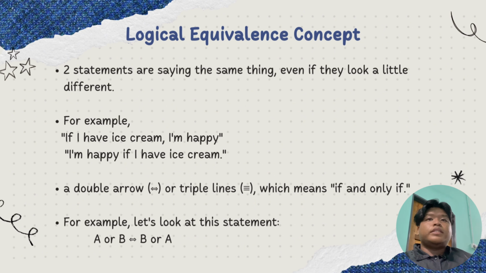Okay, finally, example 3. We compare A or B and C, and A or B and A or C. The truth table shows that these statements are always the same for every combination of A, B and C. This means they are logically equivalent.